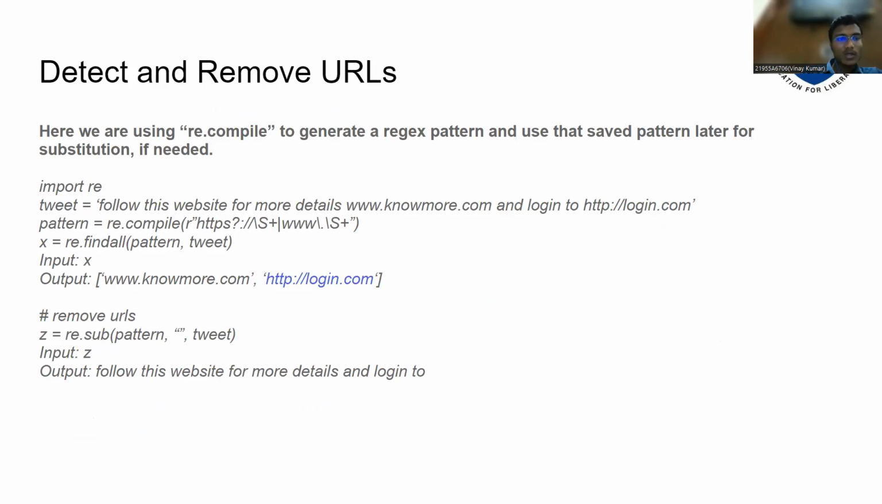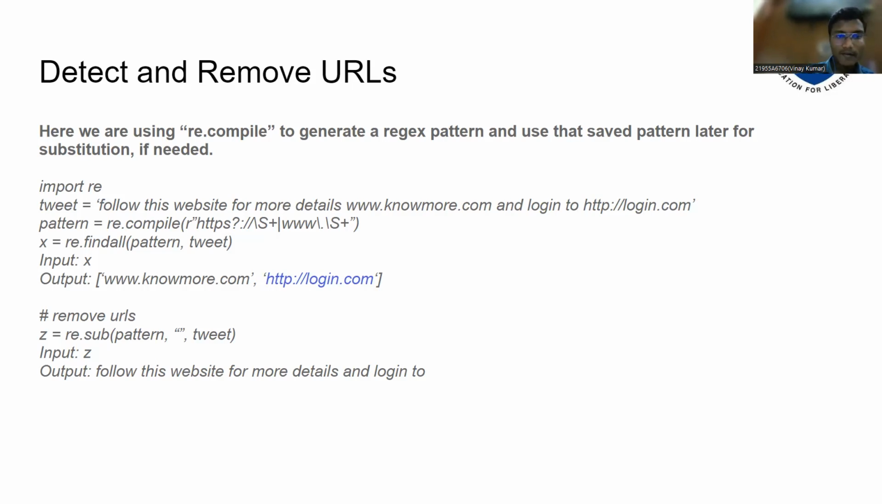Detecting and removing URLs. Here we are using the re.compile method to generate a regular expression pattern and use that saved pattern later for substitution. Import re. From the following tweet or string, we can identify that www.nomore.com is a URL. So we are trying to find those patterns in the string and storing them in another variable, pattern.